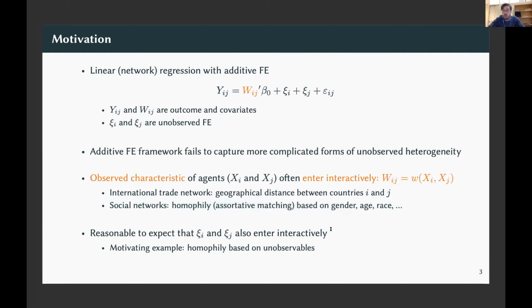Correspondingly, it's very reasonable to expect that the agents' unobserved characteristics, which are their fixed effects, might also enter this model in a more complicated fashion than just purely additively. In social networks, this could be homophily based on unobservables. Of course, failing to properly account for this possibility in particular, or any other non-trivial form of interactive unobserved heterogeneity in general, is likely to result in inconsistent estimators, erroneous inference, and misleading policy implications.